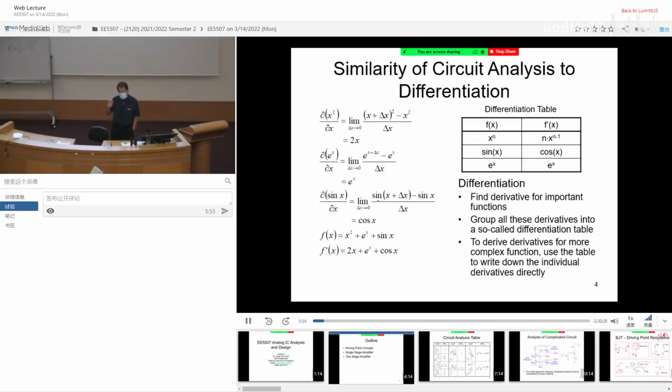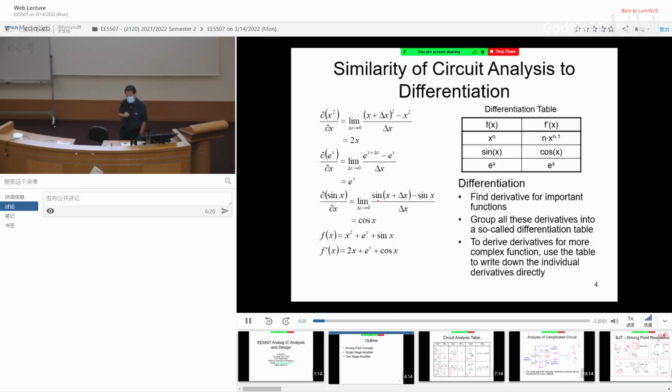And then you try to find the delta y divided by delta x. That becomes the gradient. And of course, you have to go through all this expansion and manipulation, with the assumption that the fluctuation, the delta x, is going to approach 0. When the delta x becomes 0, equivalently, you are finding the gradient at that particular point. So that is the concept.